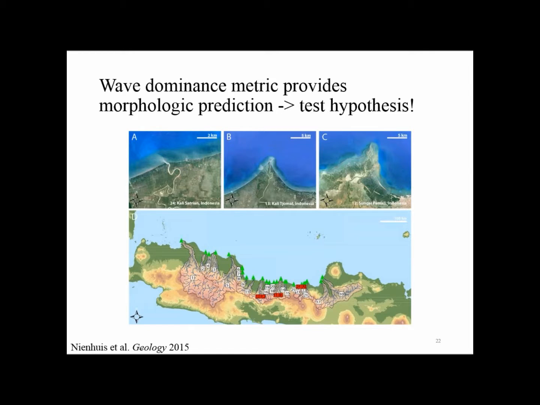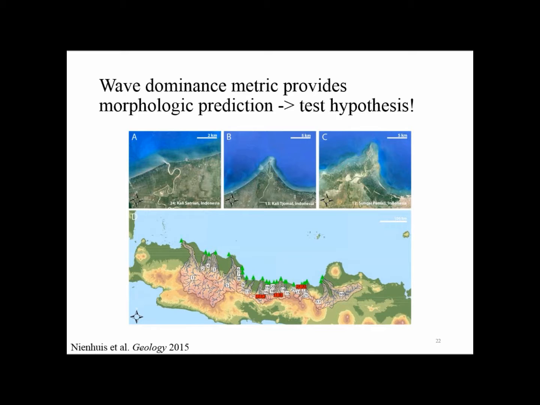A second important part of this is that this metric that we just introduced gives us a morphologic prediction that allows us to test our hypothesis. So this brings us really away from all these descriptive studies and allows us to say something quantitatively about deltas. So I went, well, not physically to Java, but via Google Earth I went to Java, and I looked at all these different deltas, and you see that there are quite a wide variety of morphology. So some are not really very pointy, some are really pointy, and some are clearly river dominated.